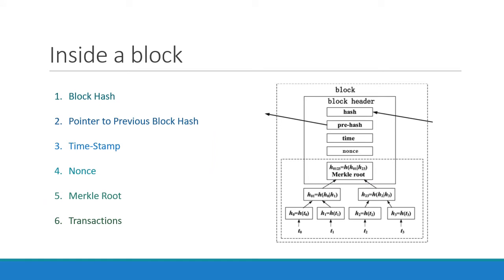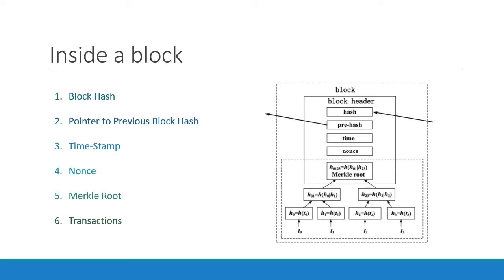It's time to see what is inside the block. There are 6 components, headed with the block hash, which usually uses the SHA-256 hashing algorithm. Then we have the pointer to previous block hash, which links the block to its predecessor. We have the timestamp. It defines the time of creation of a block and maintains its ordering.